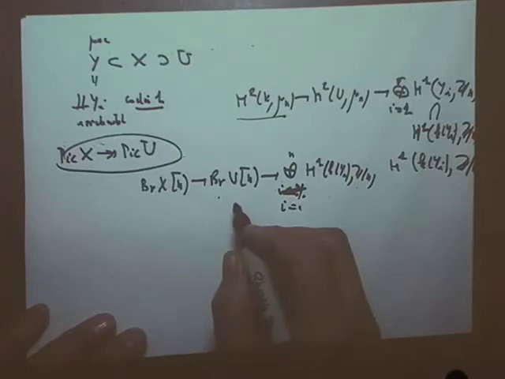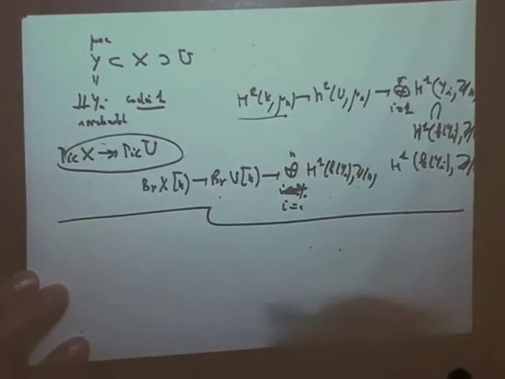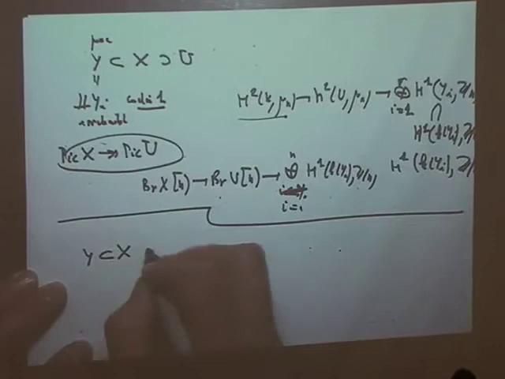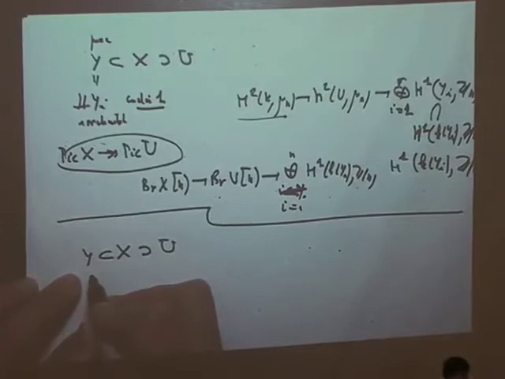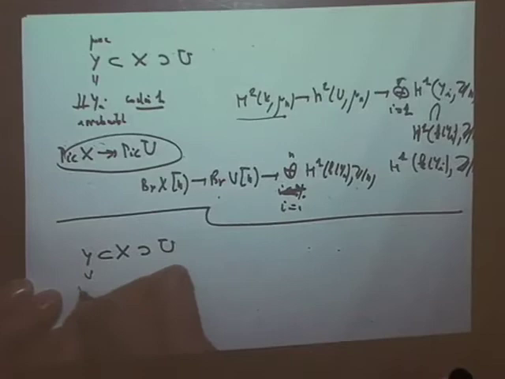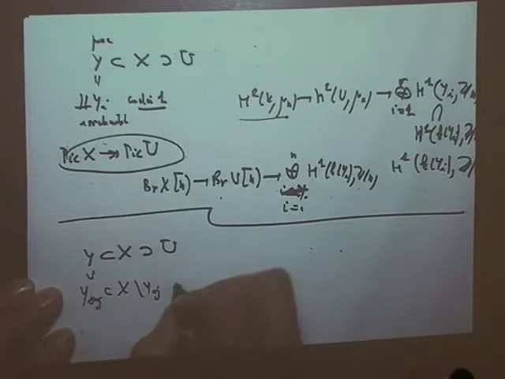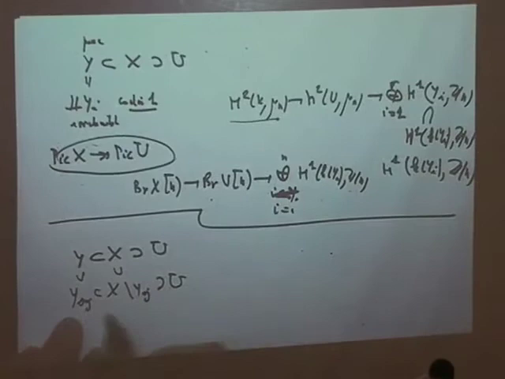Okay, so now the next step is this: you take your X, and then you have a Y in U, but which is possibly singular. So the Y is still of codimension 1, but it's possibly singular. You take off the singular locus. So you take X minus Y singular containing U. And then you're in good shape, because now your Y is regular, and it's got the right codimension in its regular scheme.